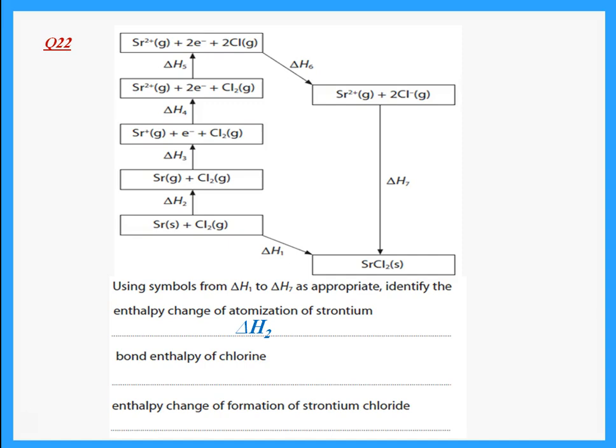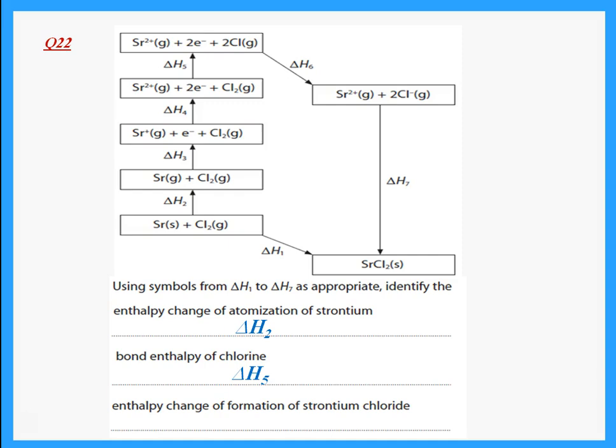Then it asks which of these is the bond enthalpy of chlorine. Remember that the bond enthalpy of chlorine means I'm going to break the bond between Cl-Cl. So which of these is the energy due to breaking of the Cl-Cl bond? If you look at delta H5, can you see what happened? The strontium 2 plus is the same. The two electrons are the same. The only thing that changed is the Cl2 changed to 2Cl. So that is the bond enthalpy of chlorine. Remember, this has to be in the gaseous state, which it is.